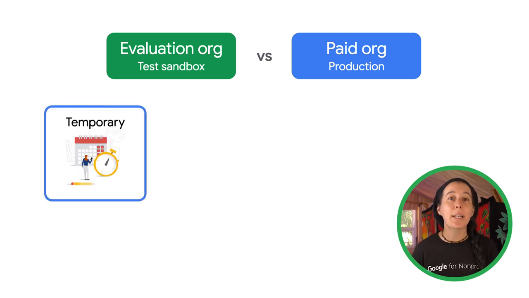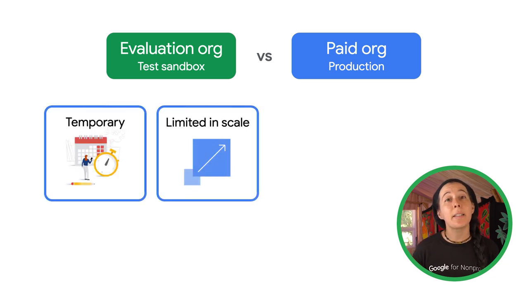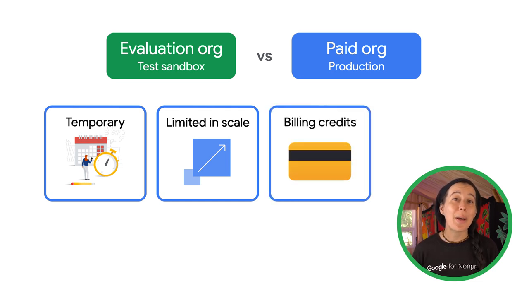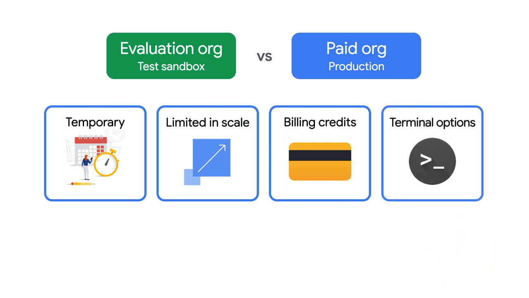An evaluation org is time limited and lacks the scalability and flexibility of production orgs. Although an eval org is free of cost, you do need to set up a billing account in your Google Cloud project, but Google covers your cost and the org is deleted after 60 days. And finally, when using the UI to provision your eval org, you will have fewer options than if you did so via the command line.